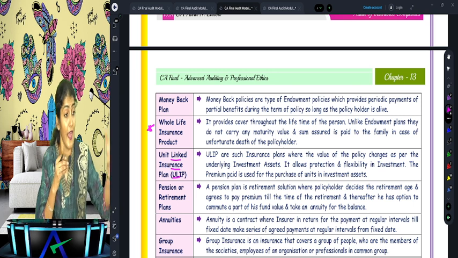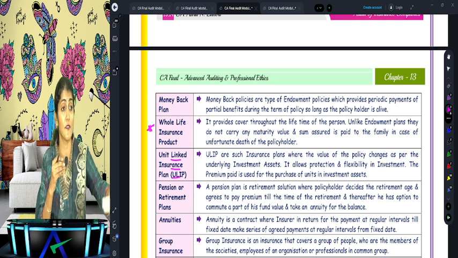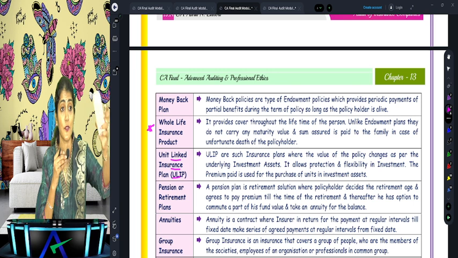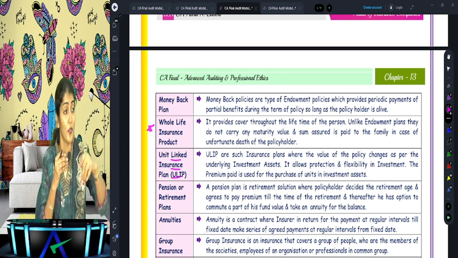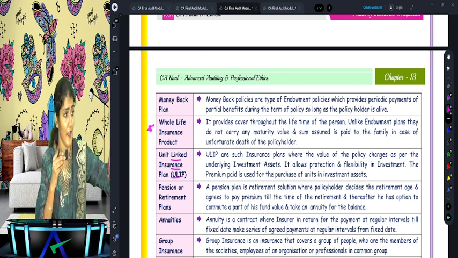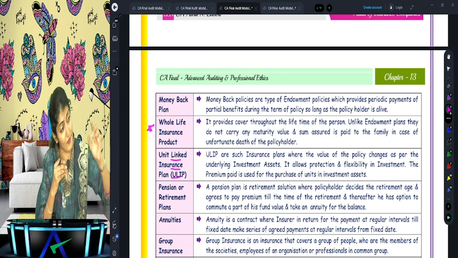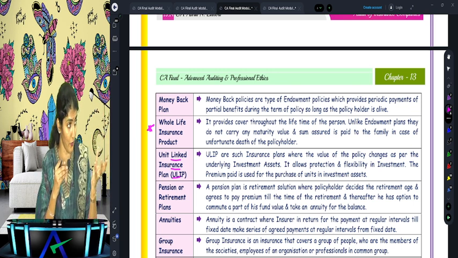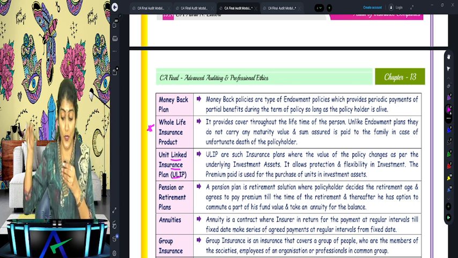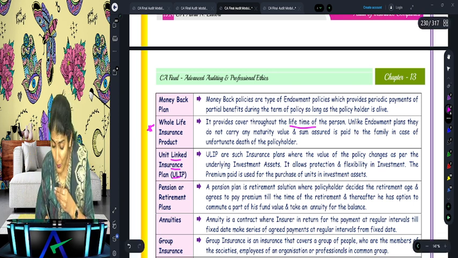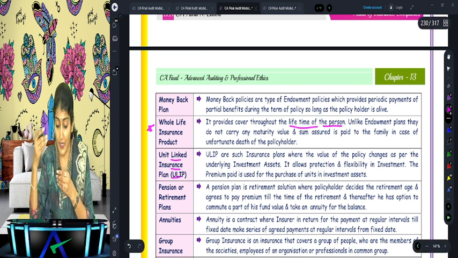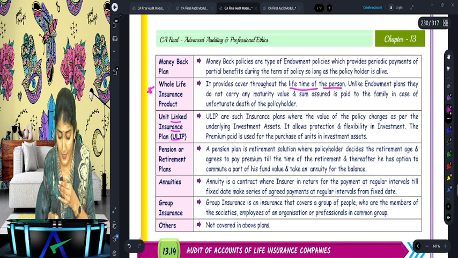That is one. And then you pay a lump sum of 5 lakh rupees to the insurance company and say, in the next 20 years, if I die anytime, you need to pay 1 crore rupees to the survivors of the policyholder. This is also a life cover, but it is a whole life insurance product. It provides cover throughout the lifetime of a person, and unlike endowment plans, it does not carry any maturity value.